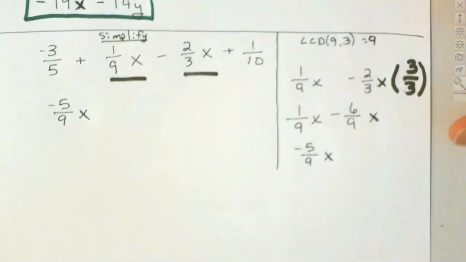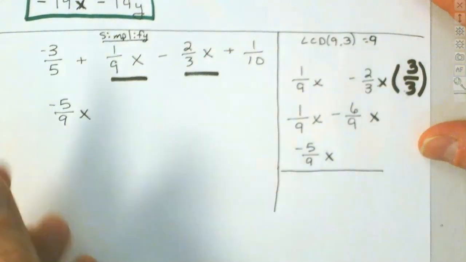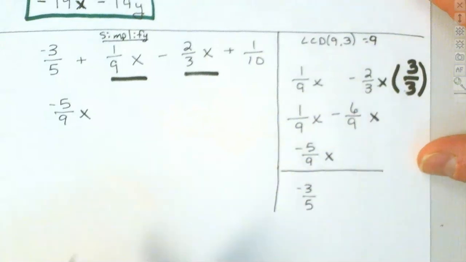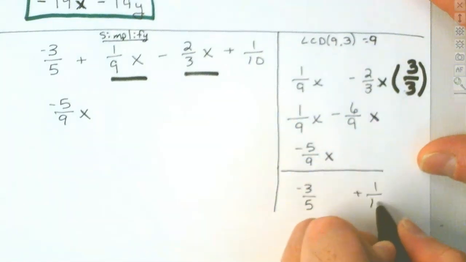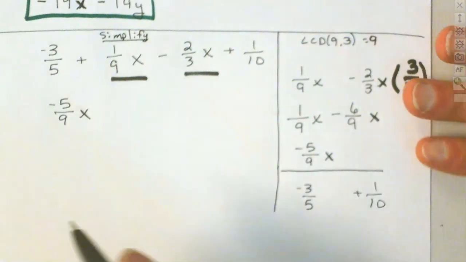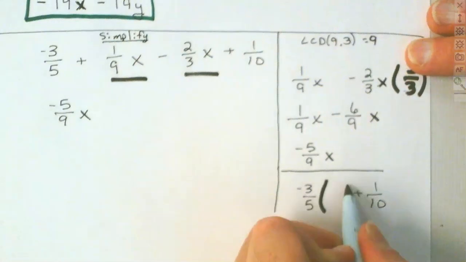Now let's look at the other fractions. What about the other ones? Well, we can put those together because we have a minus 3/5 and a positive 1/10. We need, again, our common denominators. So since we want our common denominators here, what do we need to have? Least common denominator is going to be a what? 10. So what do I need to multiply the first fraction by?